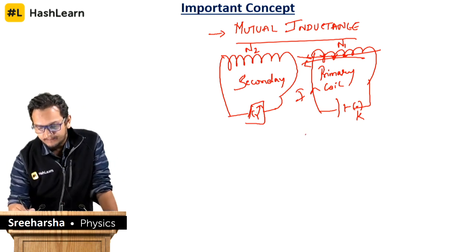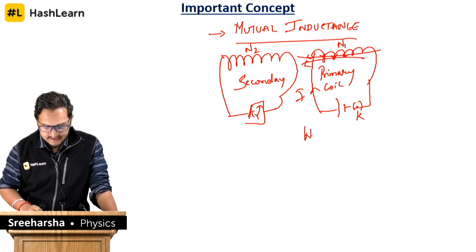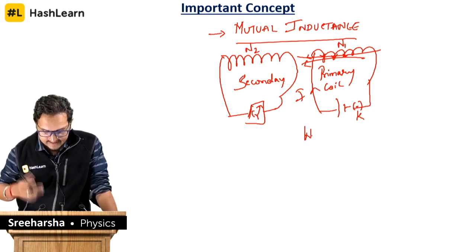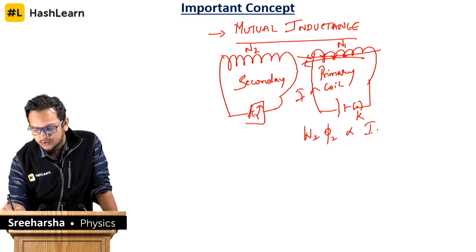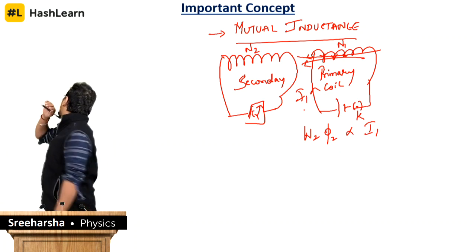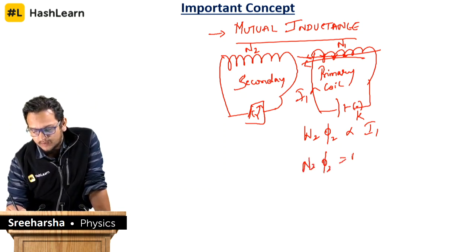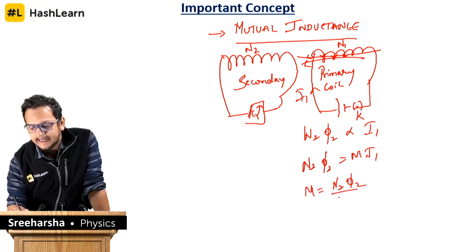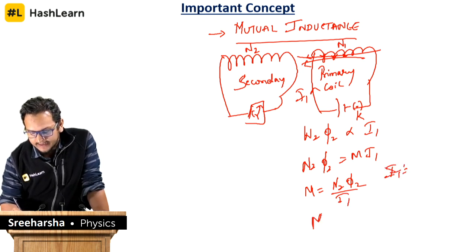If we talk about the number of turns, we have N1 and N2. Let us take the general condition where N2 phi 2 is proportional to I1, where I1 is the current in the primary coil. So this can be written as N2 phi 2 is equal to M times I1, or M is equal to N2 phi 2 by I1. In general, M is equal to N phi by I.